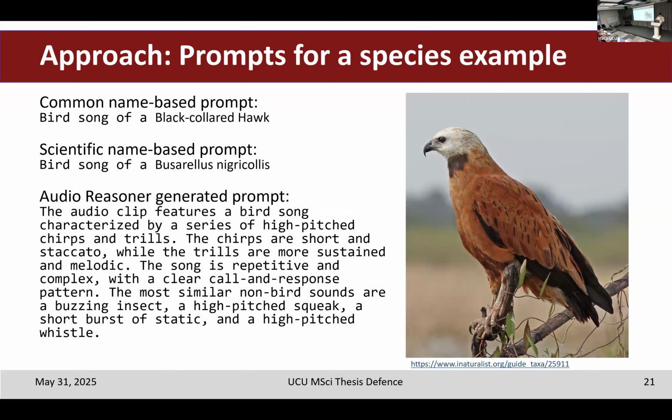To illustrate that, here are example prompts for the black-collared hawk. A common name-based prompt is just "bird song of a black-collared hawk." A scientific name-based prompt is "a bird song of Busarellus nigricollis." And the Audio Reasoner generated prompt is a more detailed description with descriptions of bird voice patterns and also sounds similar to these birds' vocalizations.